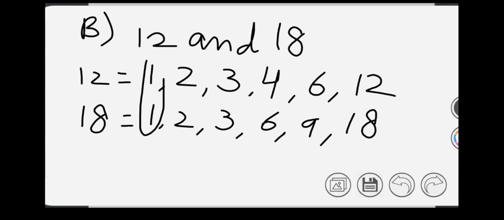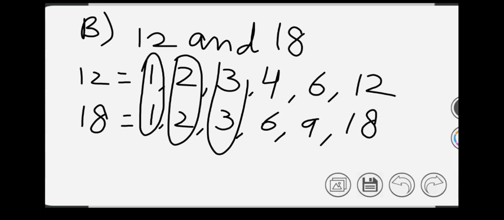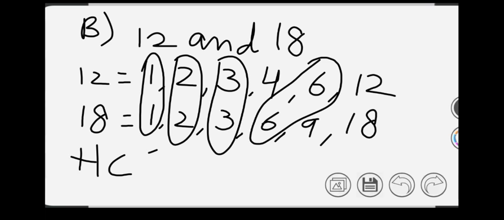So the first common factor is 1, 2 because it is coming in both, 3 and 6. So here we have 4 common factors for the number 12 and 18. So here we need to find the highest common factor. As the name only suggests, highest common factor means the common factor that is the highest out of this. So 1, 2, 3 and 6, the highest common factor is 6.